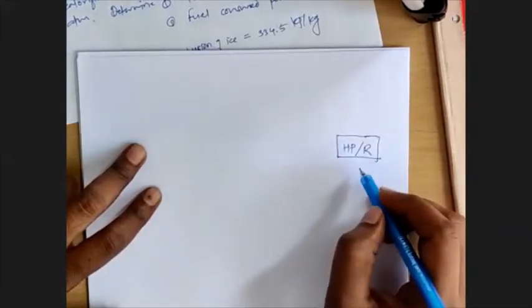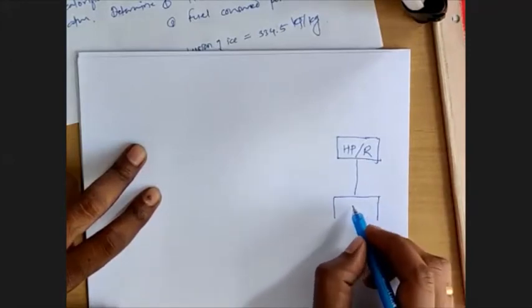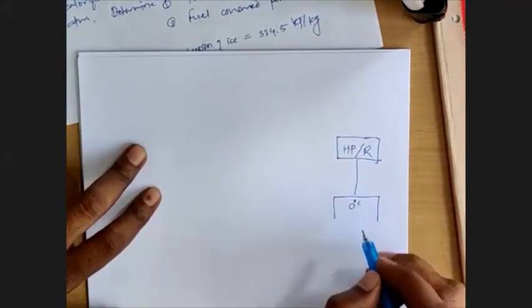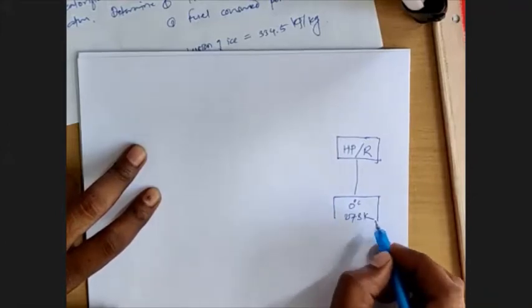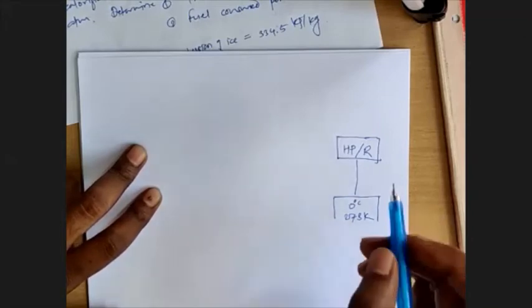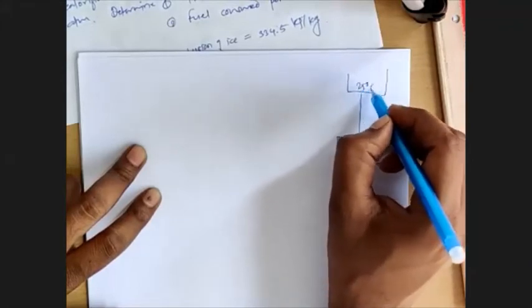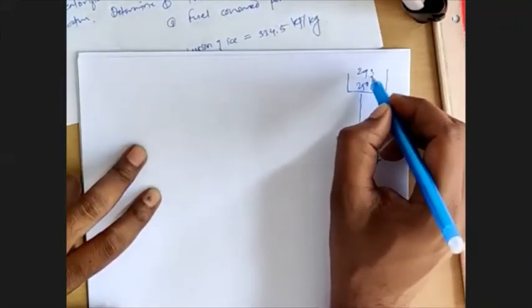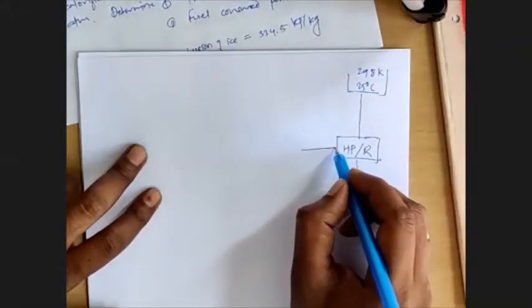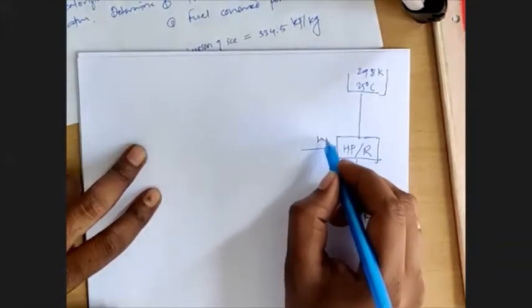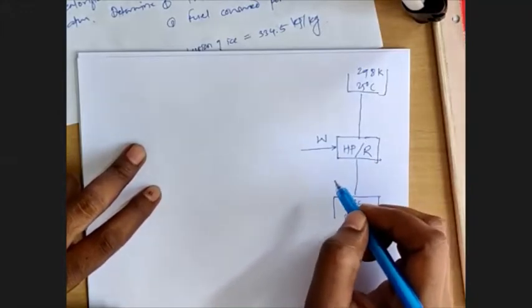Okay, so this is producing and maintaining ice at 0 degrees Celsius. If I convert that into Kelvin, that will become 273 Kelvin, and it is rejecting heat to the atmosphere that is at 25 degrees Celsius, and that will become 298 Kelvin. Okay, and to work, it has to be supported by certain external work.